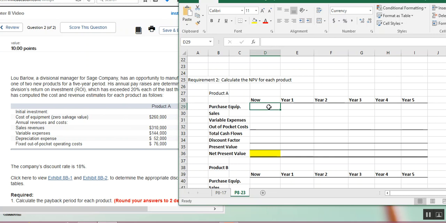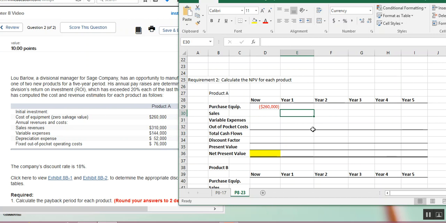So at this point, which is today or now, we have a cost to purchase the equipment. So that's a cash outflow of $260,000. At this particular point in time, there's no other cash flow associated with that purchase. So we can stop right there. For purchasing equipment, we don't have to worry about that for years 1 through 5. But we're going to drop down a line to sales.